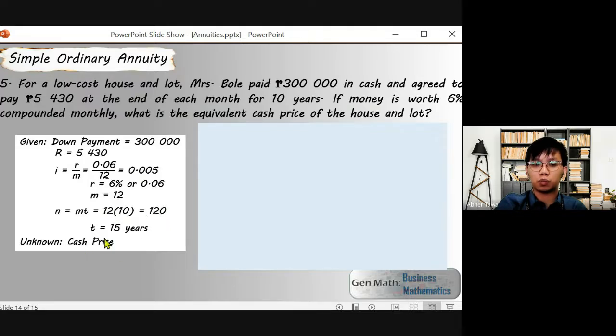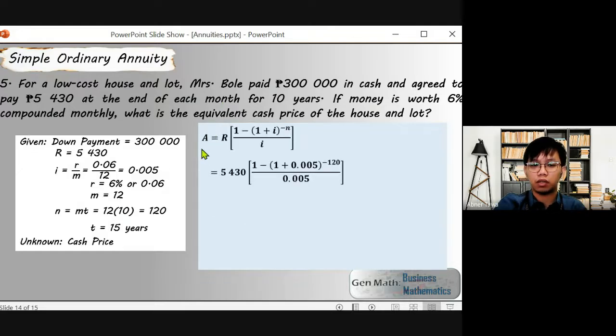And now the question is the cash price. So kailangan natin i-determine yung present value ng annuity na to, tapos i-add natin sa down payment para malaman natin yung cash price ng house the moment na binili niya yung house and lot. So we're going to have here the formula for determining the value of A. A is equals to R, which is equal to 5,430 multiplied to 1 minus the quantity 1 plus 0.005, that is the value of our I raised to negative 120 all over 0.005.